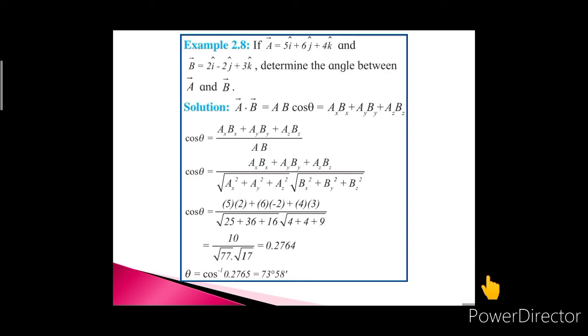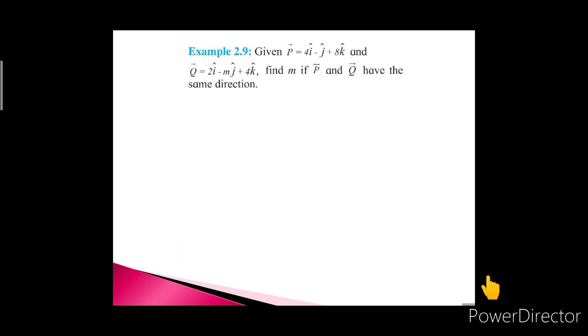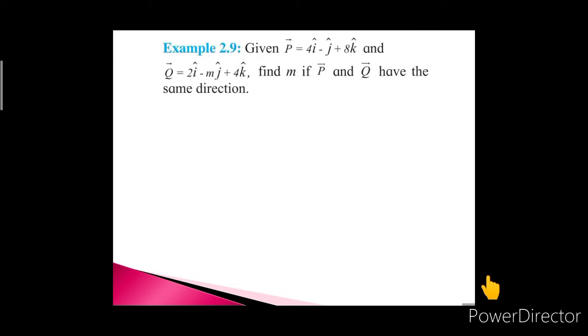Now the next example is 2.9. Given vector P is equal to 4 i cap minus j cap plus 8 k cap and vector Q is equal to 2 i cap minus m j cap plus 4 k cap. Find m if vector P and vector Q have the same direction.